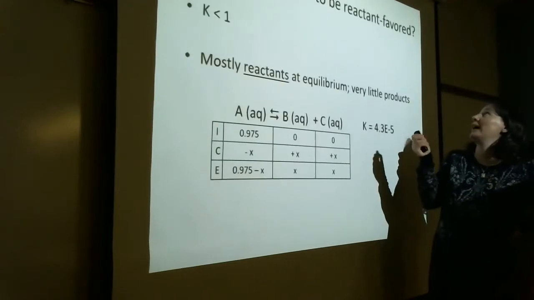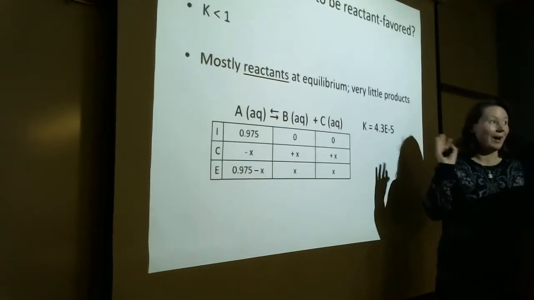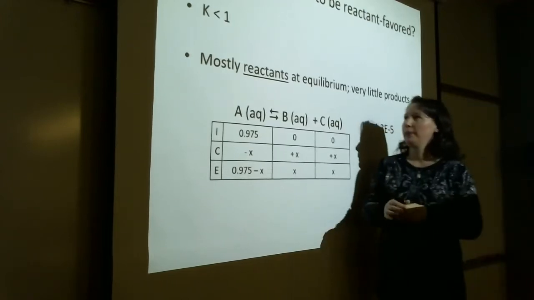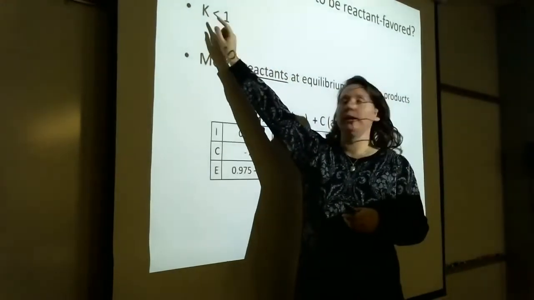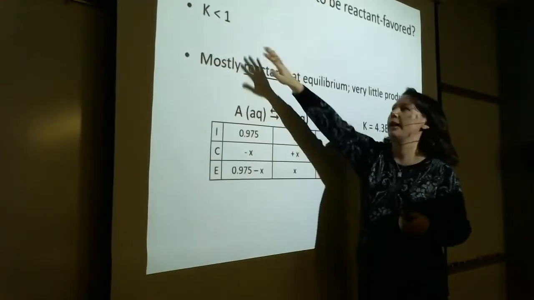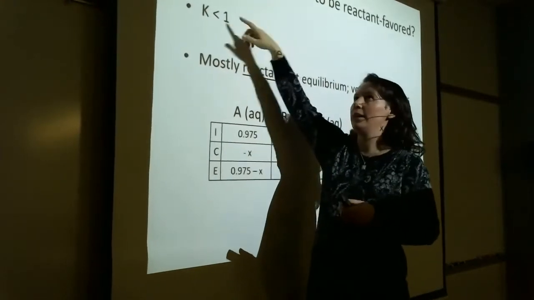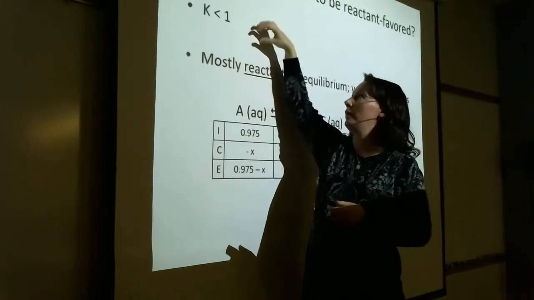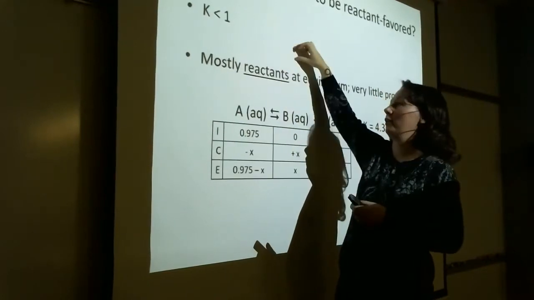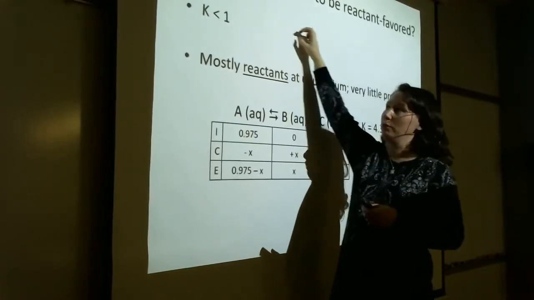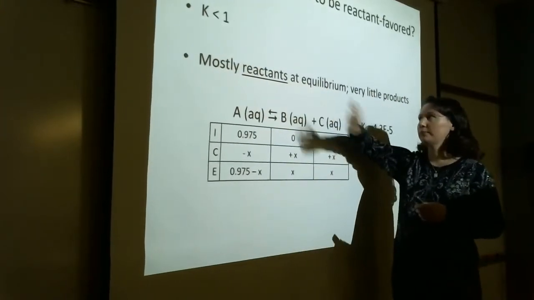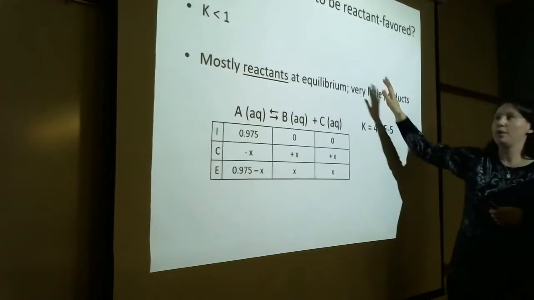So what does it mean to be reactant favored? Well, this is why I said you have to know how to interpret K. K is super crucial here. If K is less than 1, that means that we are reactant favored, because remember, K is calculated as products over reactants. To get a value of K less than 1, that means that the denominator is bigger than the numerator. In other words, reactant concentration was bigger than product concentration. So that means you have mostly reactants at equilibrium, and very little product present if K is less than 1.